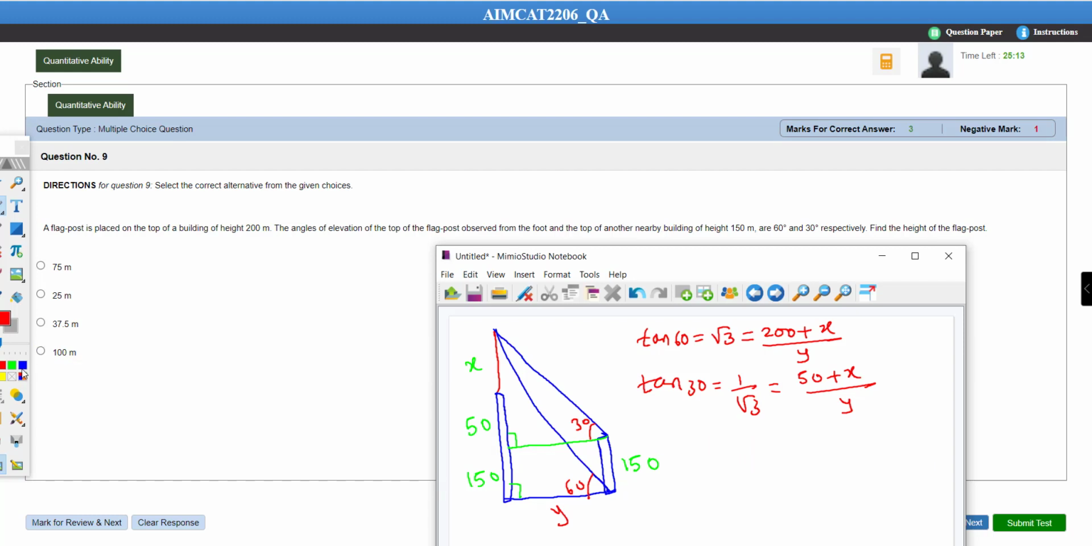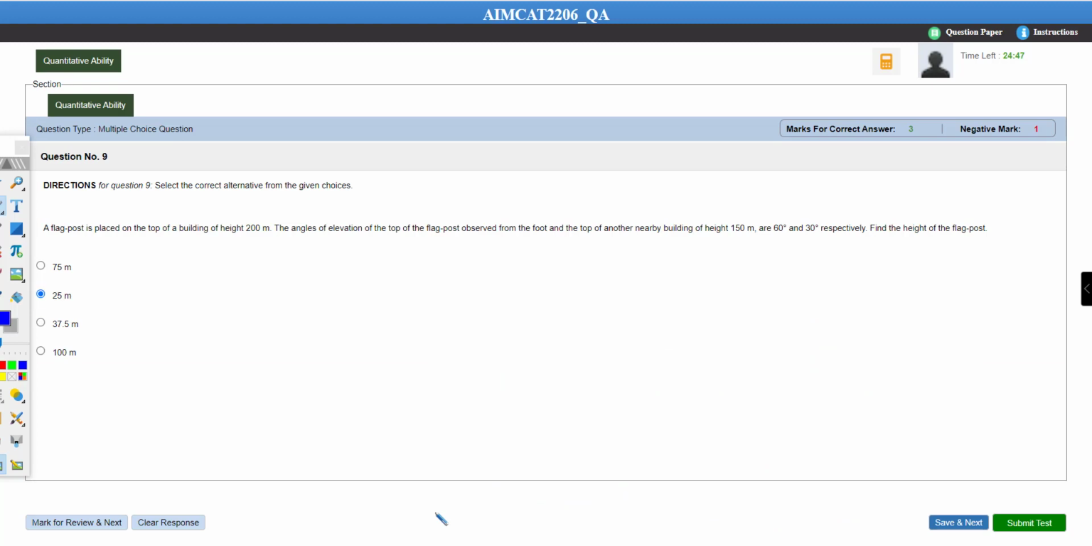Okay, so let's equate the value of y in the first equation. The value of y is going to be (200 + x) divided by √3, is equal to (50 + x) into root 3. Okay, so root 3 into root 3 is 3, that is equal to 150 + 3x is equal to 200 + x. So this is going to be how much? 2x is equal to 50, so x is equal to 25 is the answer. Okay, so let's mark and move ahead.